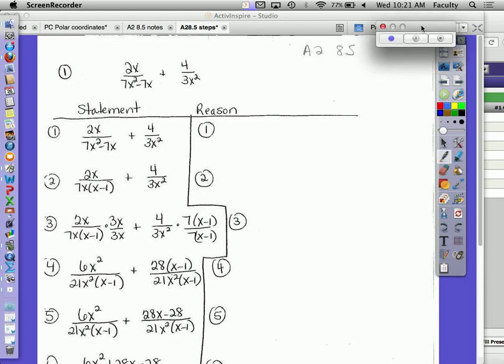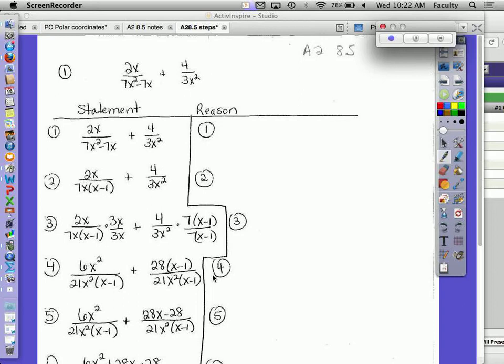So if you remember from geometry, you did 2-column proofs. Here's my problem I'm starting with. It says 2x over 7x squared minus 7x plus 4 over 3x squared. So I've done a 2-column proof, and on the left side, I've done the problem. But what I want us to work on is understanding why we are doing what we're doing.